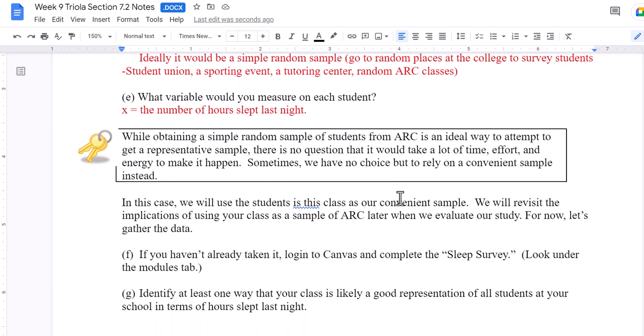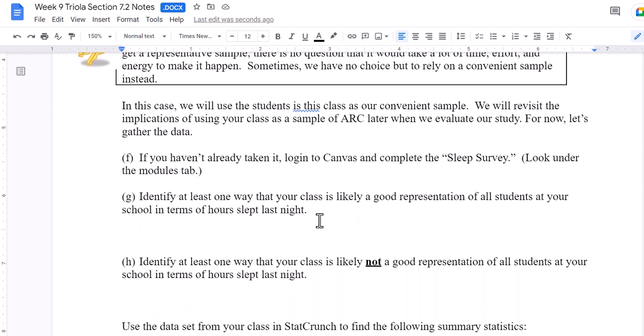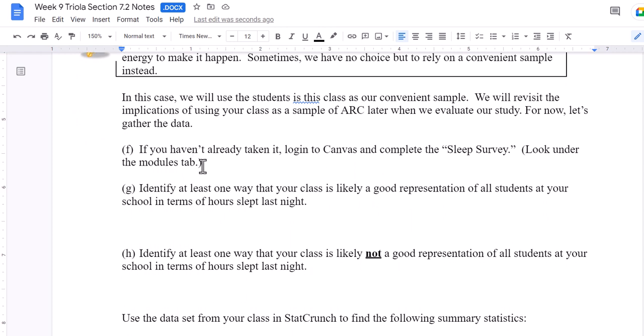So like me, in this case, I'm going to use this class as our convenient sample. So that's why you guys filled out the survey. How many hours did you sleep last night? So that was a very convenient sample for me, even though you are ARC students, so it is a sample of ARC students, but it's a very convenient sample, right? So we will revisit the implications of using this class as a sample of ARC students later when we evaluate our study. For now, let's gather the data.